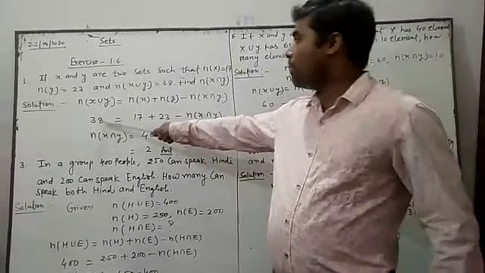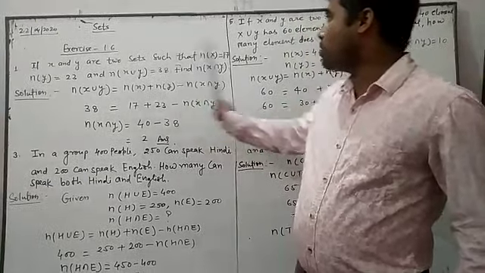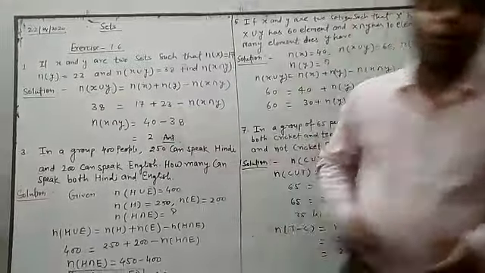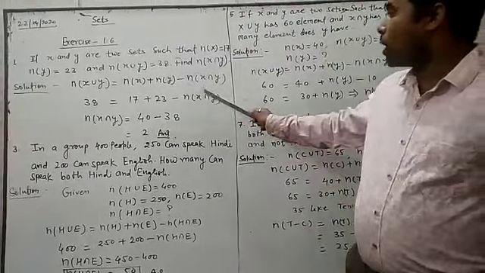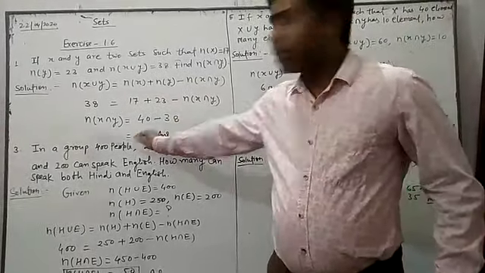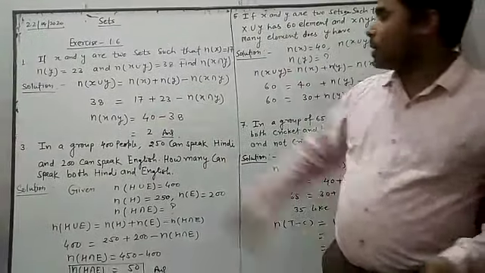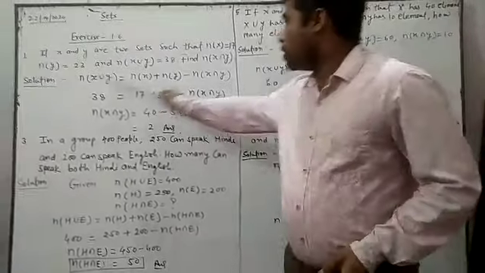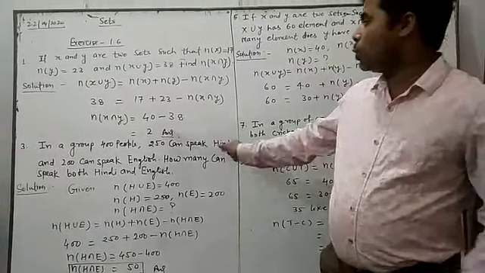So we have to put in the values: n(X union Y) is equal to 38, n(X) is equal to 17, and n(Y) is equal to 23, minus n(X intersection Y). We transpose this to that side, so we get a positive sign; the minus will transpose to that side. n(X intersection Y) is equal to 17 plus 23, which is 40, minus 38. 40 minus 38 is equal to 2.